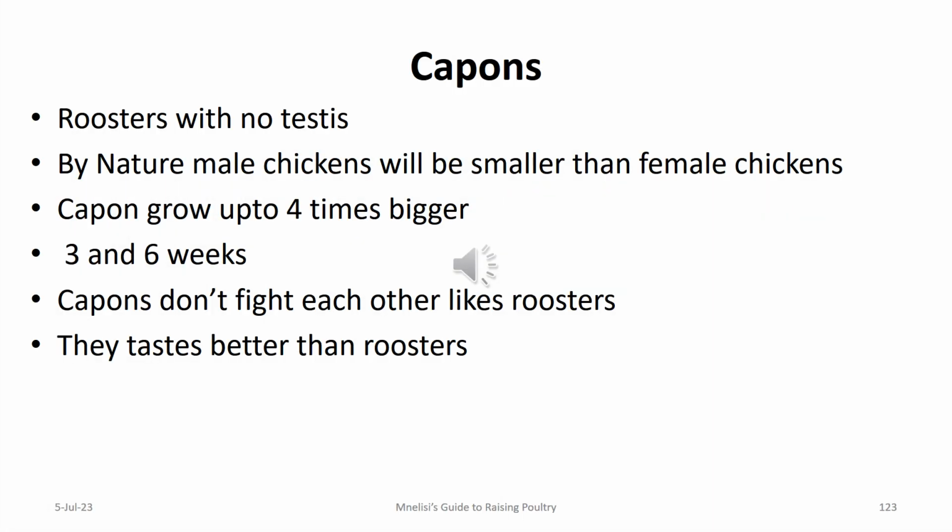Capons. Capons are roosters with testicles removed. By nature, male chickens will be smaller than female chickens. Removing testicles will make a rooster grow bigger, up to 4 times, and the meat will be softer than an average rooster. This must be done when the rooster is between 3 and 6 weeks.